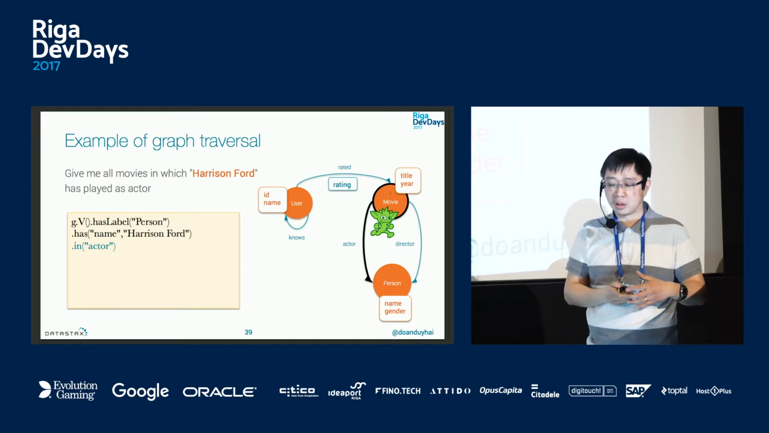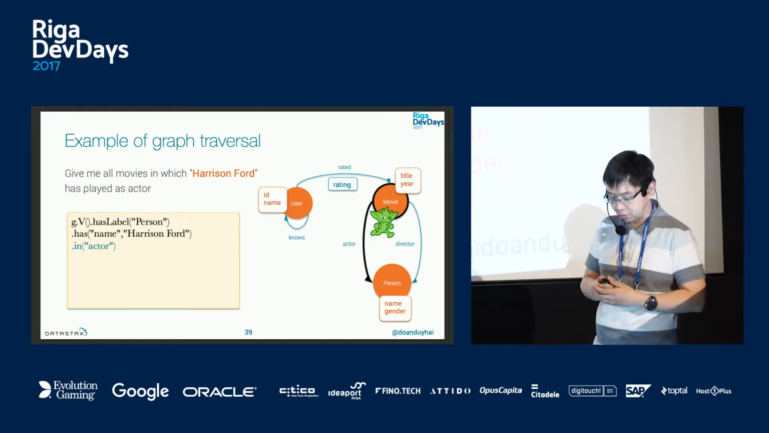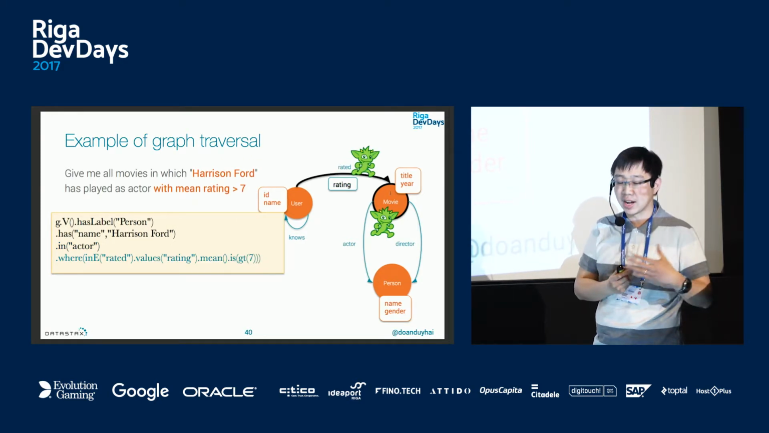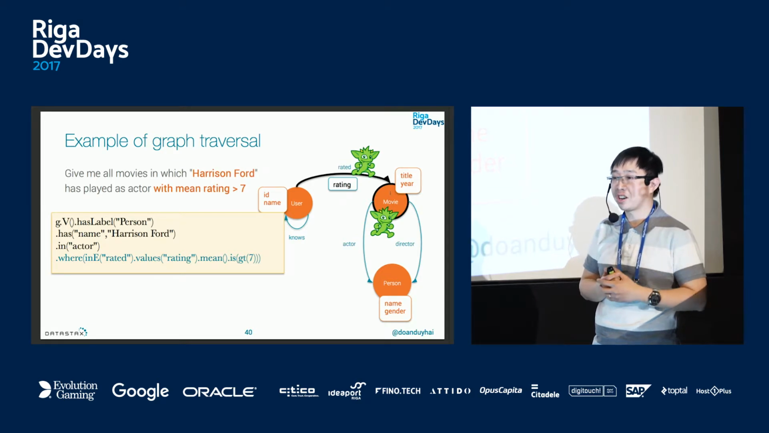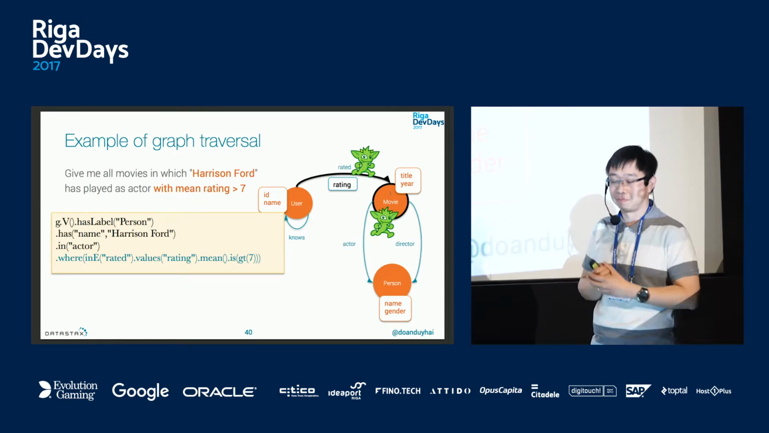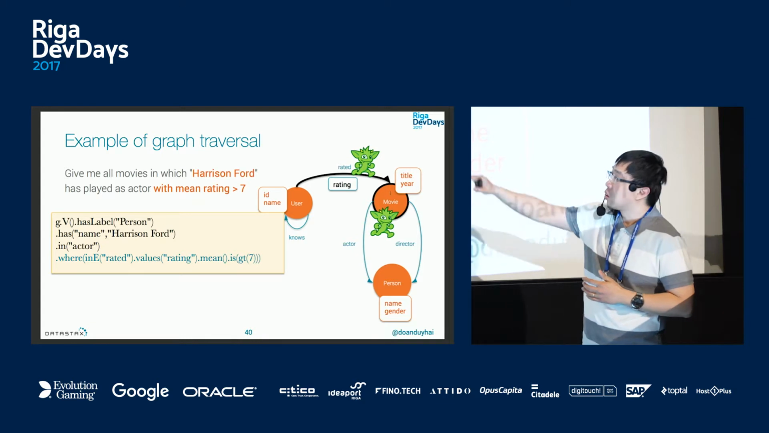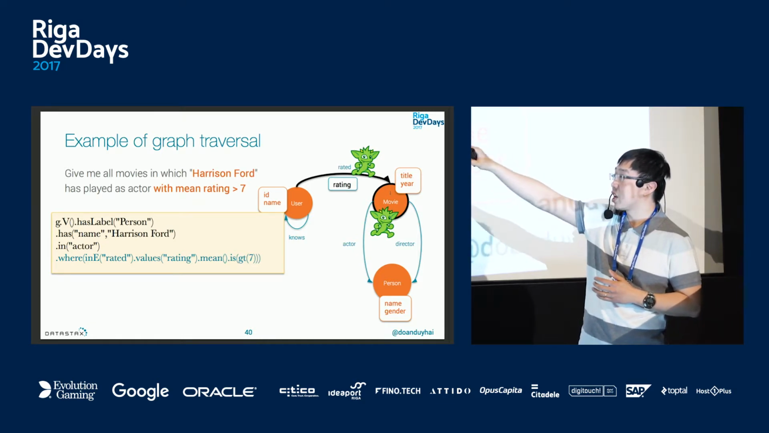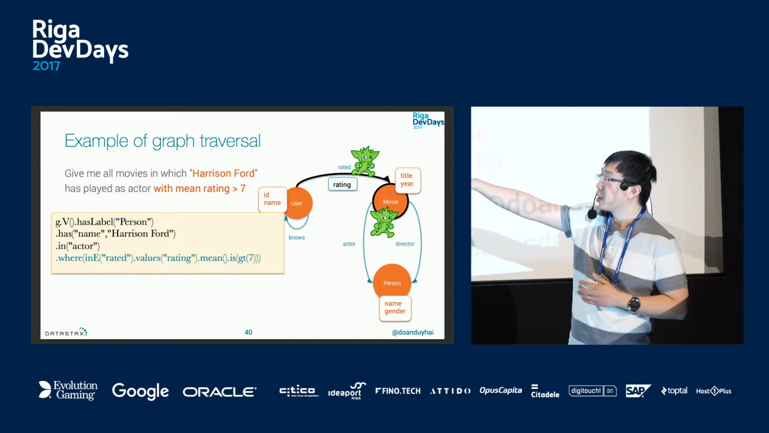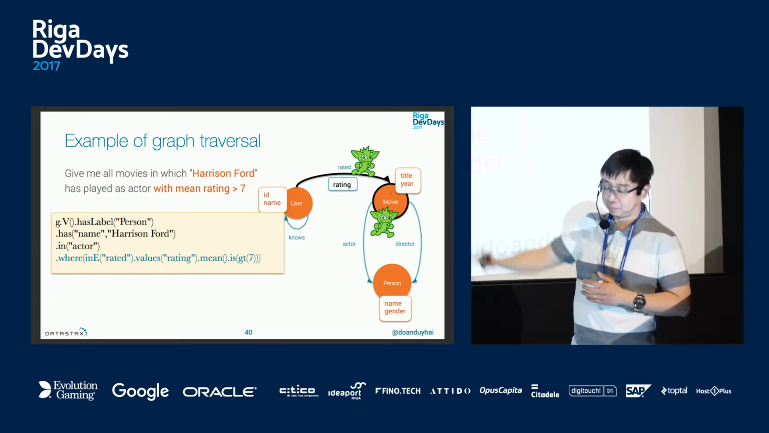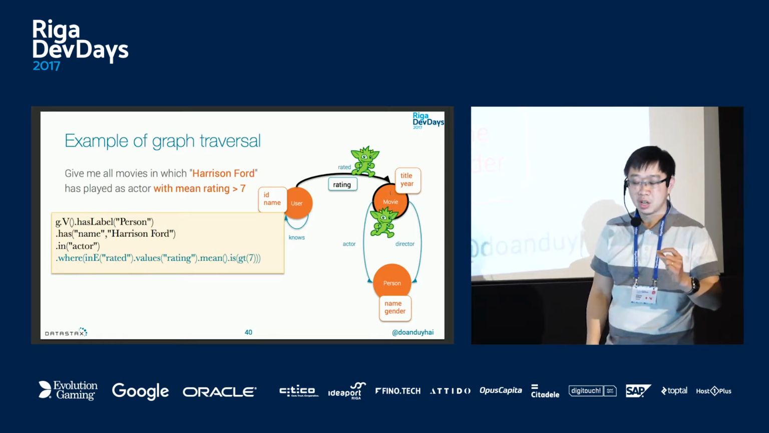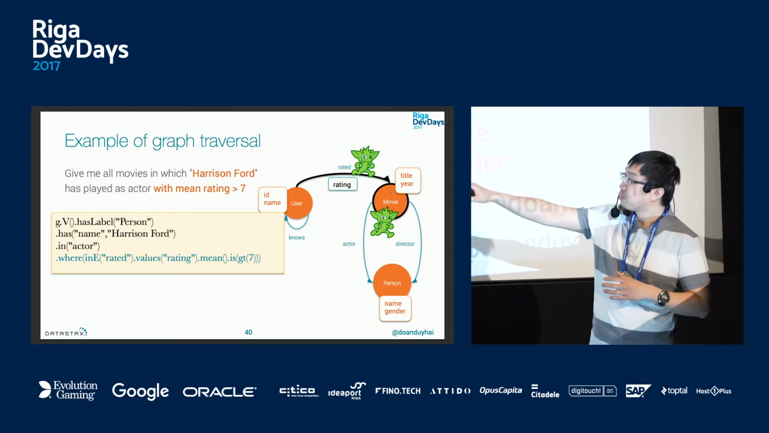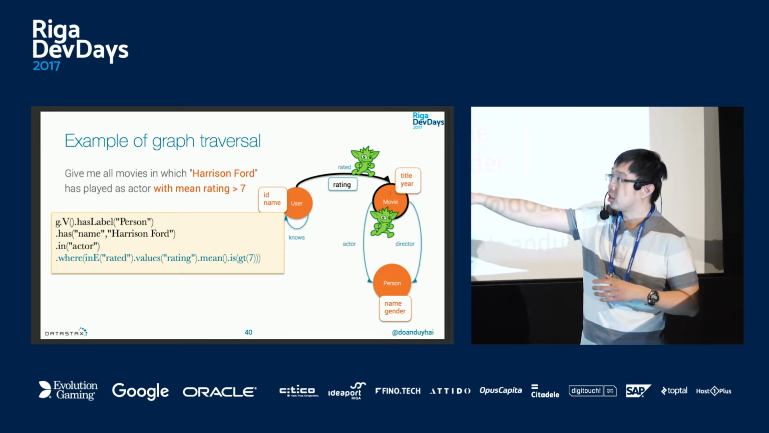Now, if I want a more complicated query, I say: give me all the movies in which Harrison Ford has played as an actor with an average rating bigger than 7. The query starts exactly the same as previously, but now I add an extra step, so there is a filtering. Instead of taking all the movies of Harrison Ford, I say where, incoming edge, inE.